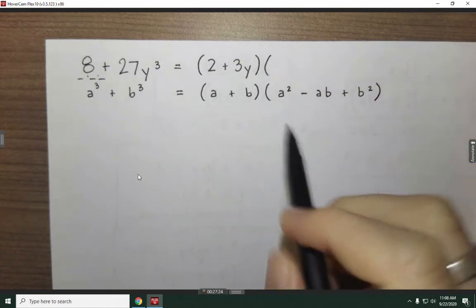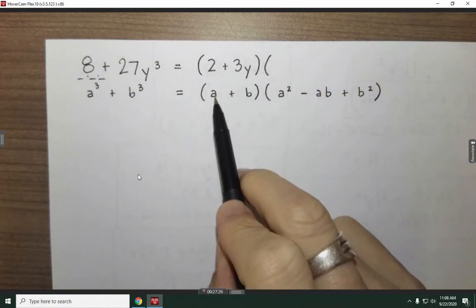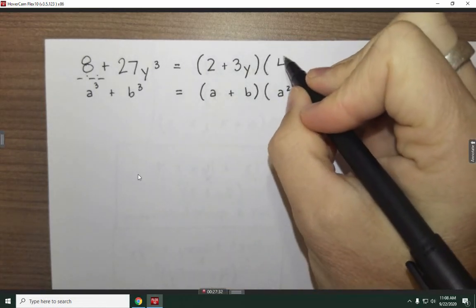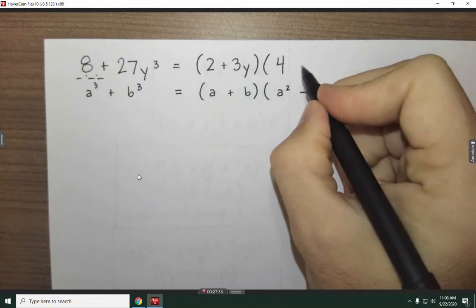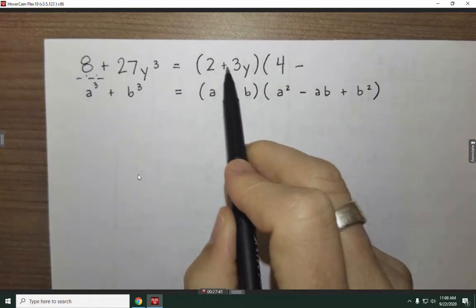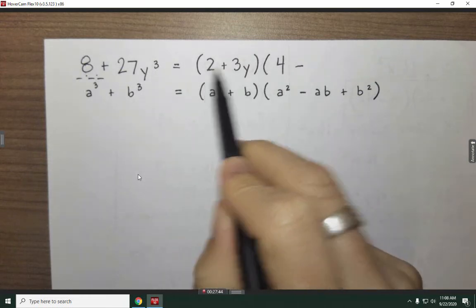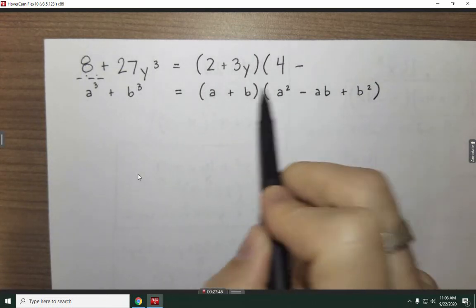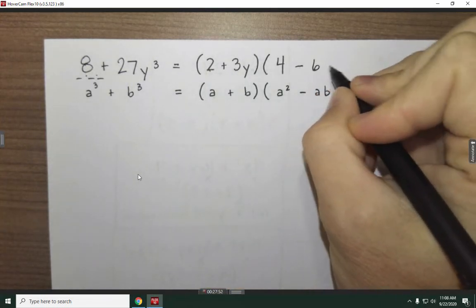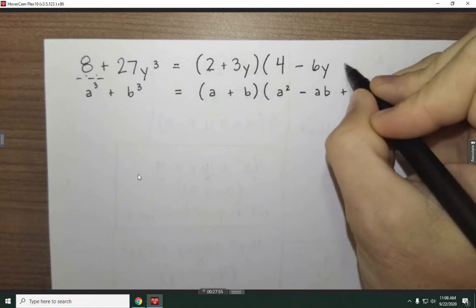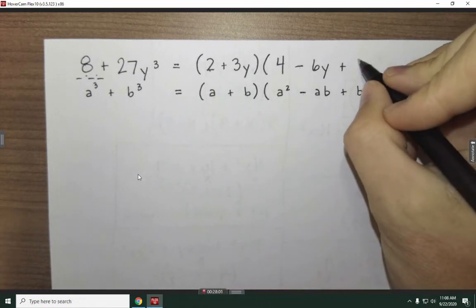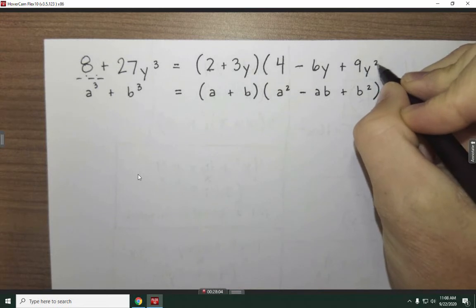From here, we just got to follow our pattern. This is a squared, so we're going to reference this term, which is the 2. 2 squared is 4, so that's what goes here. Now we have minus. And we're going to do a times b, and we kind of ignore the sign. Even though we have minus here, this turns out to be positive. Just ignore that. We know it's supposed to be minus. 2 times 3y is 6y. And then we're going to finish with our last one squared, our b, which is this 3y. So 3y times 3y is 9y squared.